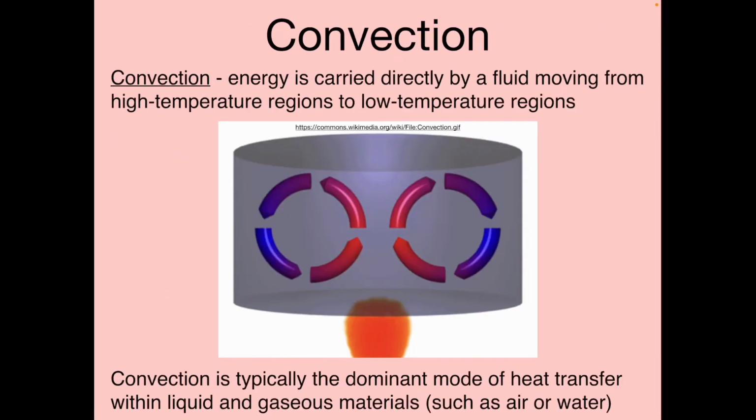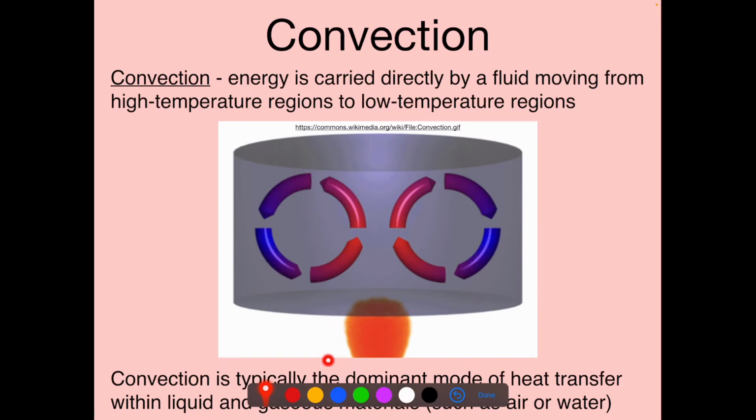So the first mode of heat transfer that we'll discuss is convection. Now, convection is when energy is carried directly by a fluid which is moving from a high temperature region to a low temperature region. So if you have a fluid that's at a high temperature, it can simply just flow to a region of the fluid at a lower temperature, and that's how the heat gets transferred. That's convection.